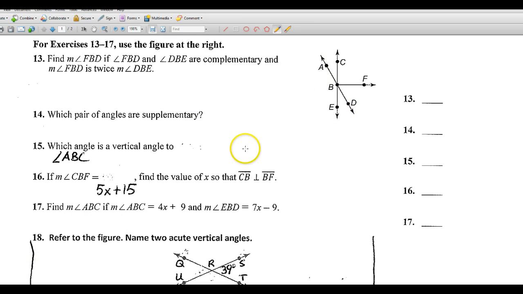Number 15, which angle is vertical to angle ABC? So vertical angles are formed by two intersecting straight lines, and they're the angles that are non-adjacent, or not next to each other, the ones that are across from each other. So if we have ABC, we're talking about this angle, its vertical angle would be right here, which is EBD or DBE.